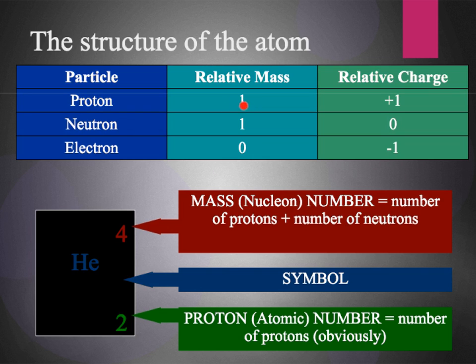So protons and neutrons have a relative mass of 1, electrons a relative mass of 0, and we have the respective relative charges. On the periodic table, all elements are displayed in this form, where we have the symbol, in this case He for helium. We have the mass number at the top, which is the number of protons plus the number of neutrons, and we have the proton or atomic number, which is the number of protons.